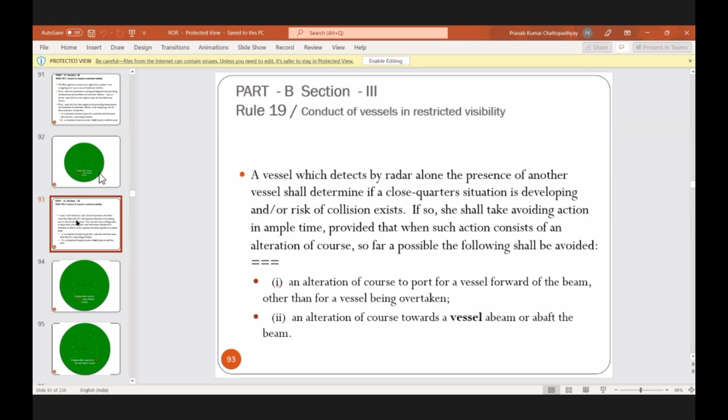Yeah, but referring to this rule, we are not talking about reduction of speed. Here the action is only talking about if this action consists of alteration of course. So speed is not the question here, but if I ask you, can I reduce my speed in this case if I can't alter course to port, so can I reduce speed to avoid any risk of collision? Yes, if the circumstances admit, you can. Just because it has not mentioned reduction of speed as an action to avoid collision, we can, if the circumstances of the case admit.